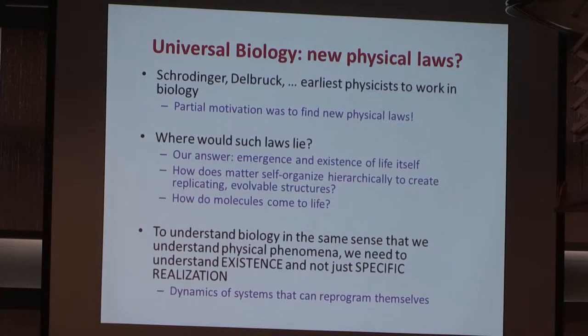What we wanted to understand was, why does life exist in the first place? And those laws would be laws of statistical physics: the emergence and existence of life itself from rules that describe what happens at lower levels. In other words, how does matter self-organize hierarchically to create replicating evolvable structures without anybody having to push the start button? How do molecules come to life? So really, we want to understand biology in the way that we understand physics. We want to understand the existence of the phenomenon and then how it's specifically realized. The thing we emphasize the most is that biological systems reprogram themselves. They're not like everything else we see in physics. They reprogram themselves on the fly, and that's what we mean by evolution.